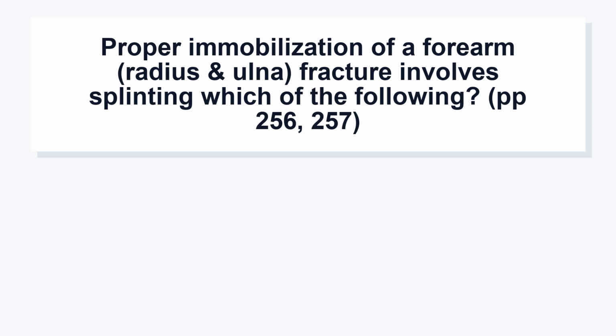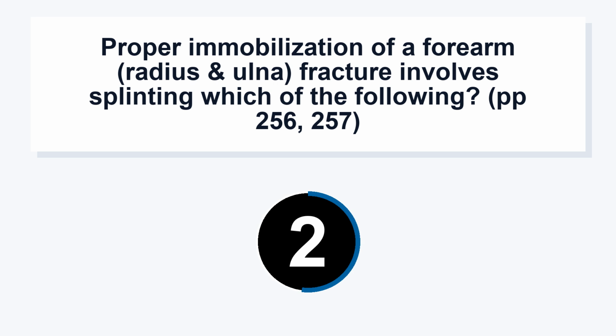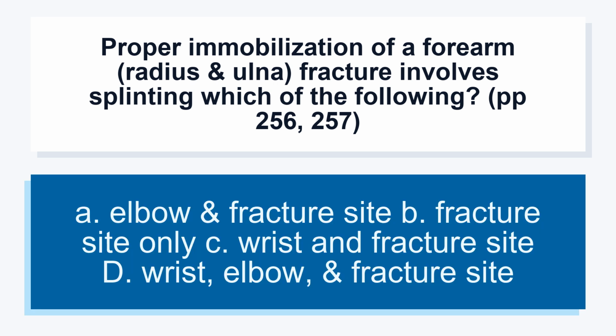Proper immobilization of a forearm, radius and ulna, fracture involves splinting which of the following? PP 256, 257. A. Elbow and fracture site. B. Fracture site only. C. Wrist and fracture site. D. Wrist, elbow, and fracture site.